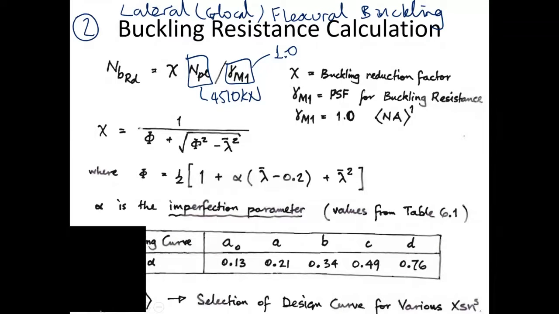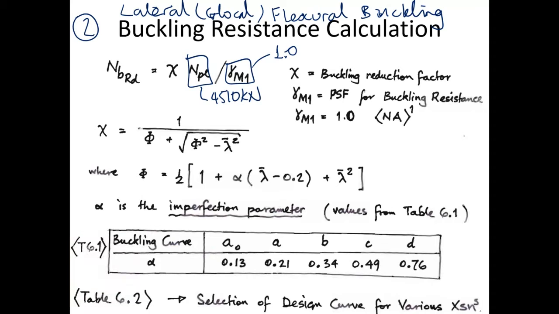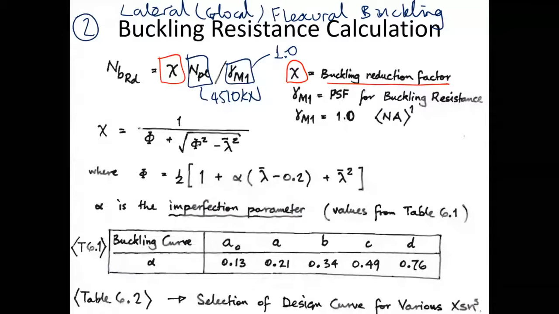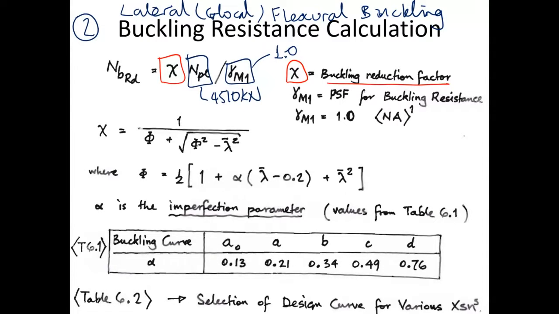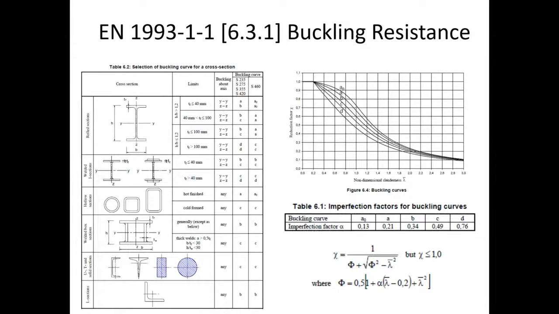What we don't know, and the hardest thing to work out, is this buckling reduction factor. So we need to work that out from these equations. The first thing we need to work out before we go through all these is what the imperfection factor is and what the normalized slenderness value is, and once we get that, we plug into these. So let's go on and try and do that.